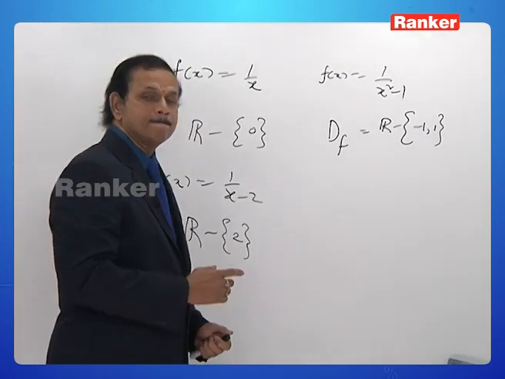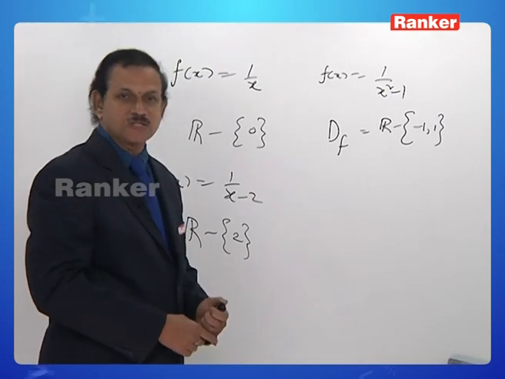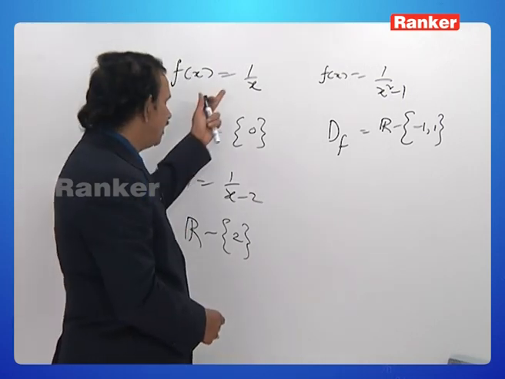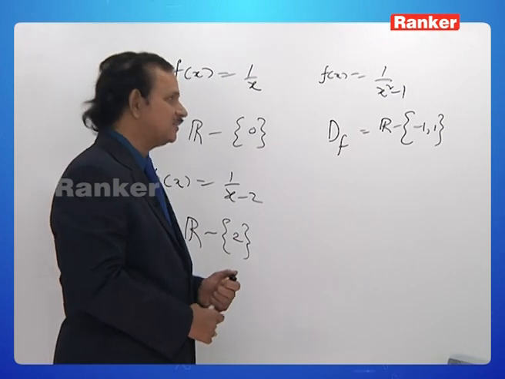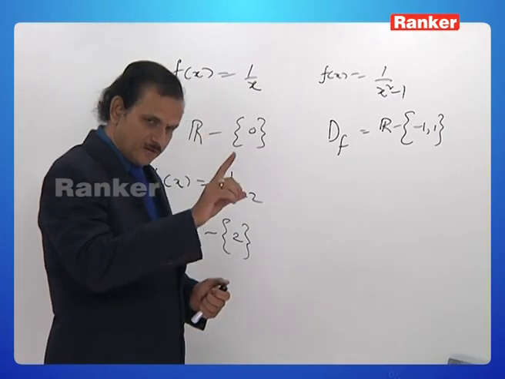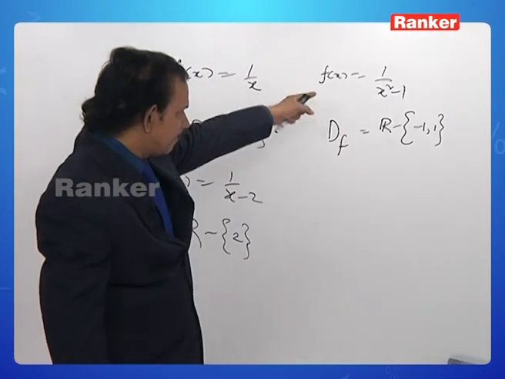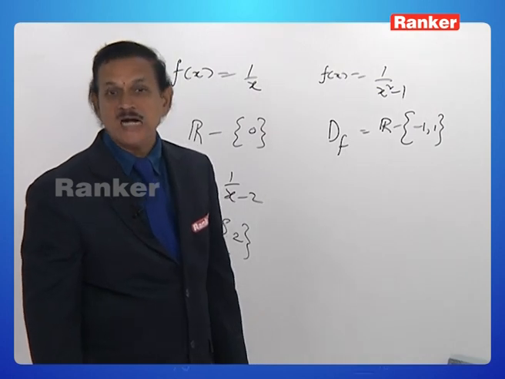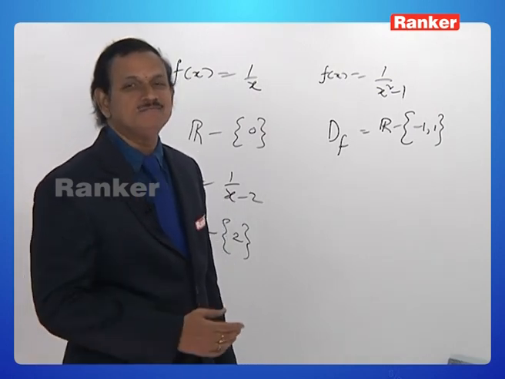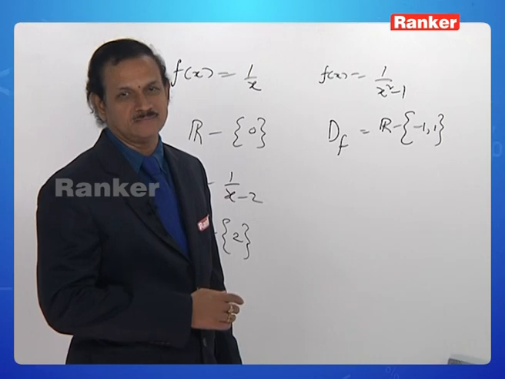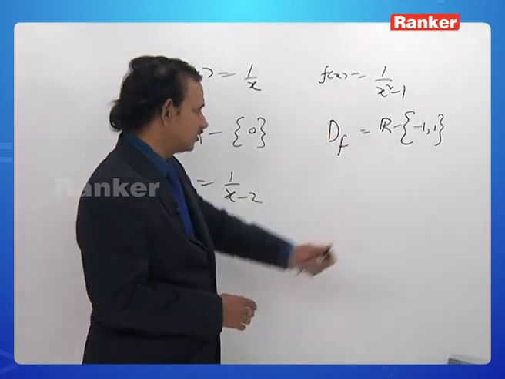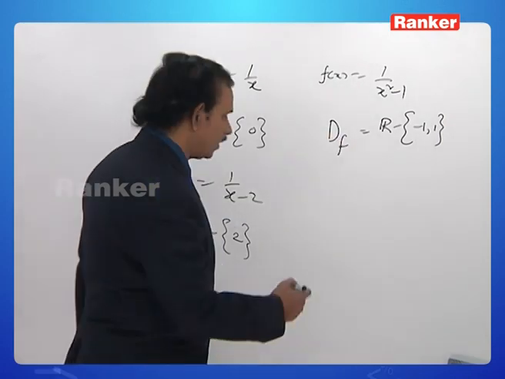So, to have the domain of a function which belongs to this model, we first notice those real numbers which make the denominator 0, and we shall avoid them in the domain. Therefore, the domain here is R minus {-1, 1}.